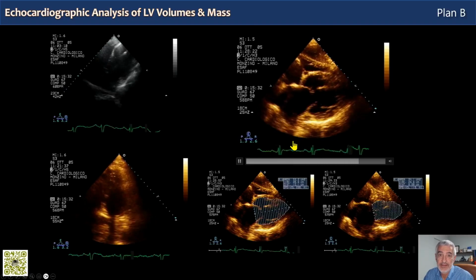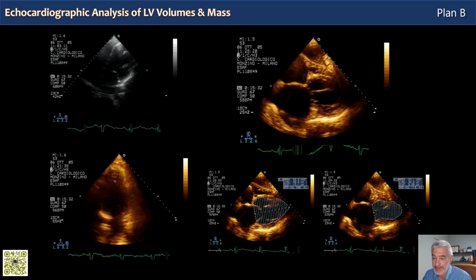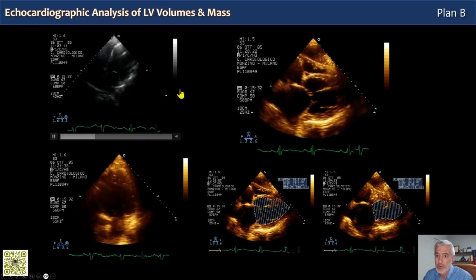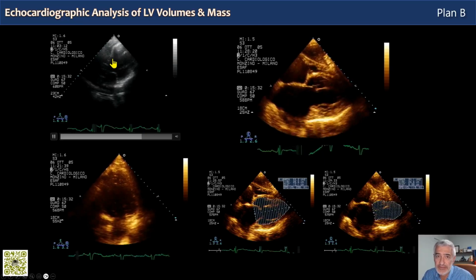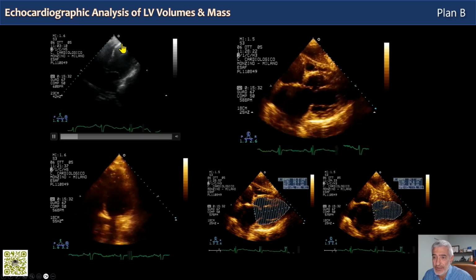And finally, there is plan B. When plan A, the apical views, is of no use. What if there is no way to acquire the apical views, like in this patient who had a previous left ventricular apical aneurysmectomy and positioning of an apical patch?